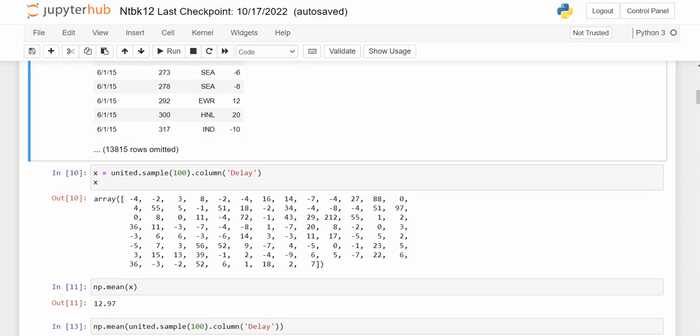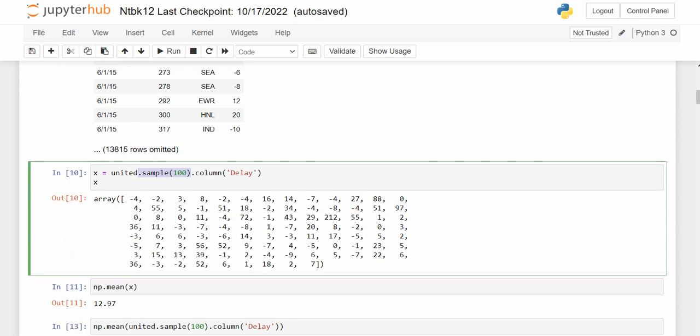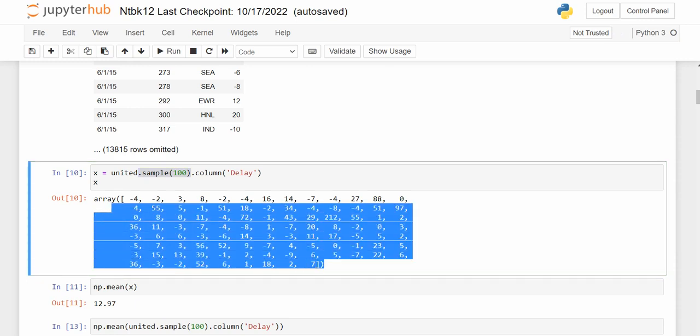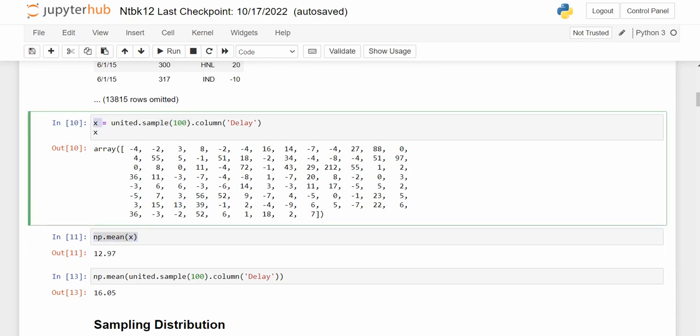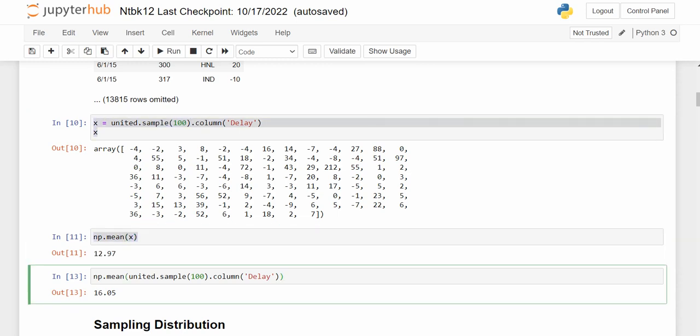So what are we going to do? We're going to use our dot sample method. X is equal to united.sample(100). So it takes 100 random rows out of the table united. And then we're doing dot column to get an array of what? Well, the delays. So we grab 100 flights at random, and we have the delays. So X is an array. We take the average of X, and the average delay for these flights was just less than 13 minutes. And then we're doing all of this at once, so instead of having 3 lines of code, here we do it all at once.